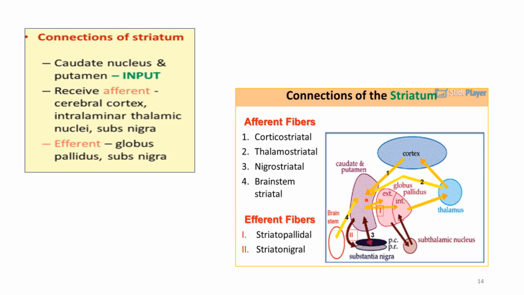Thalamostriatal, from the thalamus to the striatum. That is, here you can see the input is coming from the intralaminar nuclei of the thalamus. Third one is the nigrostriatal. From the substantia nigra pars compacta, the input is coming to the striatum. It is releasing dopamine. Then it is also receiving fibers from the brainstem. Brainstem striatal. So these four are the inputs, that is afferent fibers to the striatum.